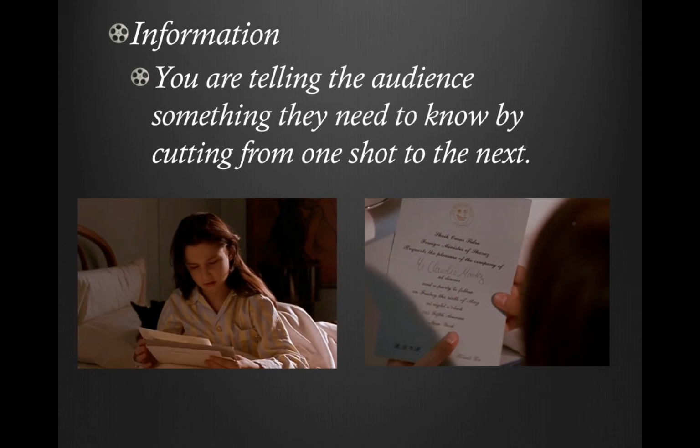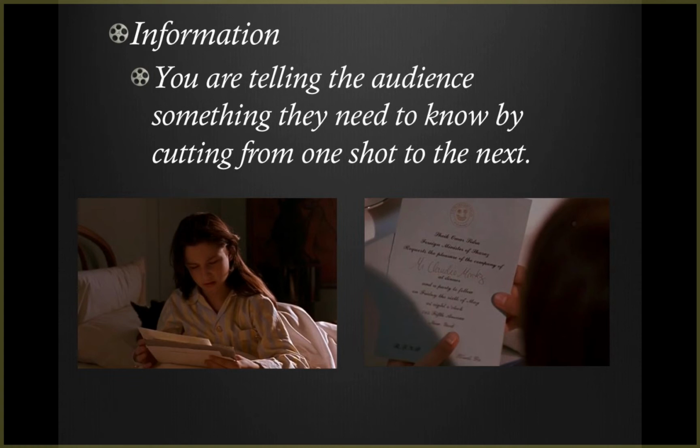All right, the first one, information. With an informational edit, you're telling your audience something they need to know by cutting from one shot to the next. So this is an example here where you see the girl looking at a piece of paper, and then you cut to a close-up of that piece of paper. Now it's probably hard for you to see on the slide, but if you were watching the movie and it was much larger, you'd see that's an invitation to a party. So this is information you want your audience to know. You want your audience to know, oh, she's reading about a party. And so this is informational. You're trying to give your audience information.